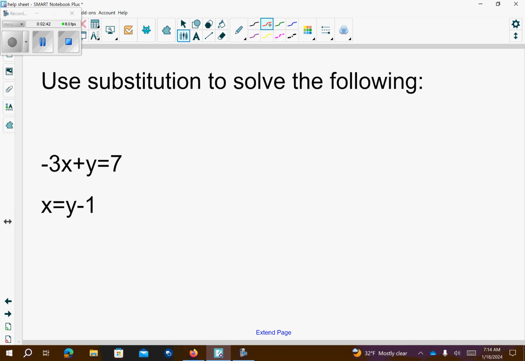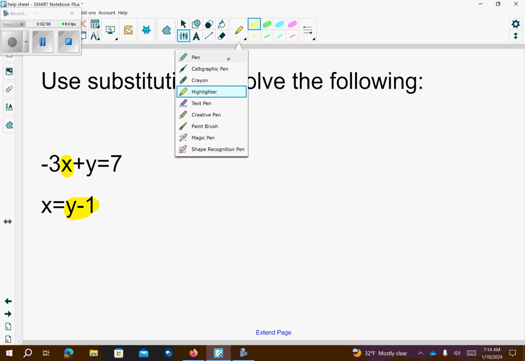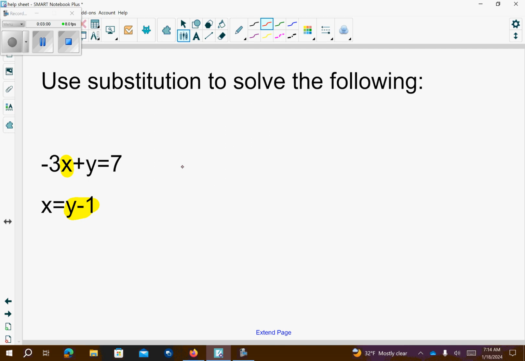The next one, we want to use substitution to solve this problem. So first thing I want to look at is, do I have an x or a y value all by itself? And the answer is yes. I know that x is equal to this. So I'm going to plug that x value into right there. That's going to give me -3 times, that used to be an x, plus y equals 7.